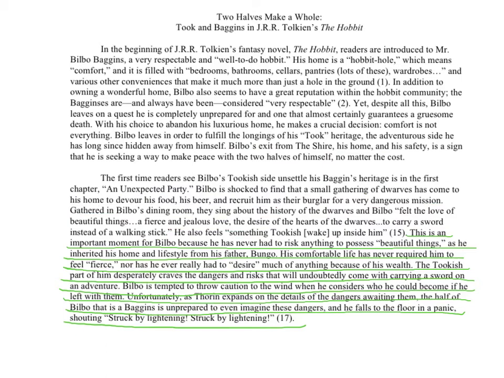Now, whereas the Baggins side was once content, the Tookish part of him requires that Bilbo leave the Shire to take risks, to experience dangers. He cannot do that with a walking stick. He needs a sword. Finally, and this is the key to the whole book, Bilbo realizes that what he has in the Shire is not enough to become the person he wants to be.